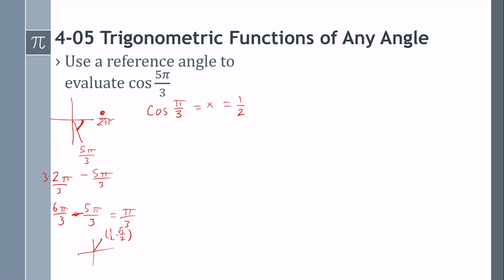Now we're in quadrant 4. The original one is in quadrant 4. All students take classes. Cosine. Cosine is positive in quadrant 4. Therefore, our answer is positive 1/2.